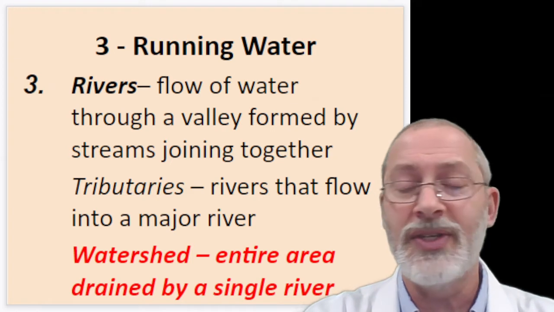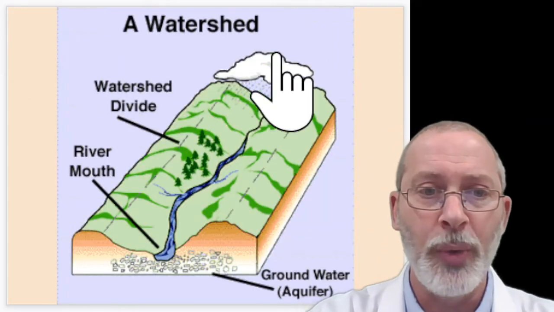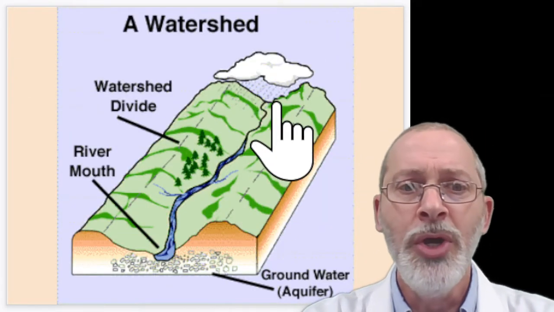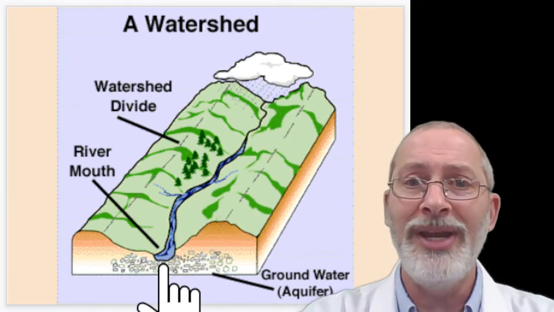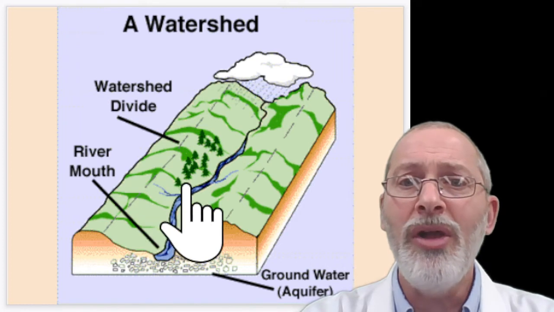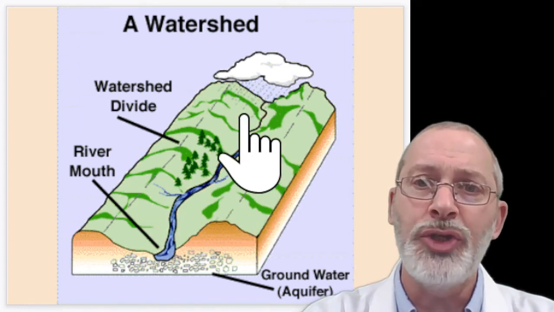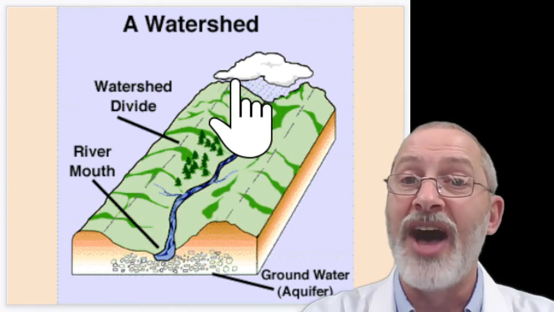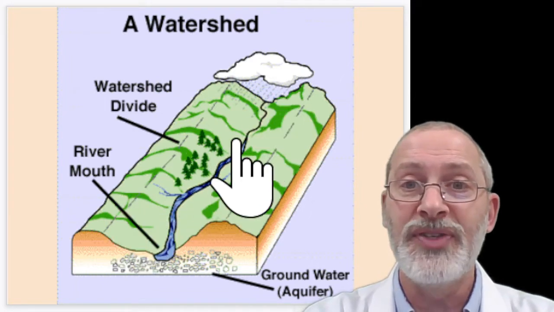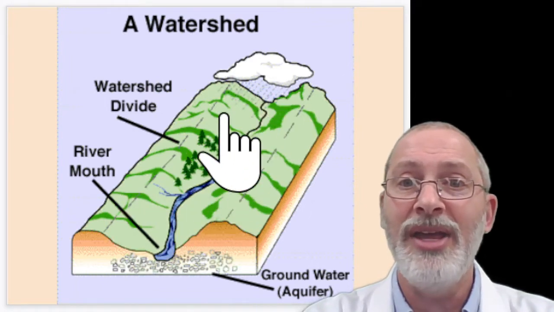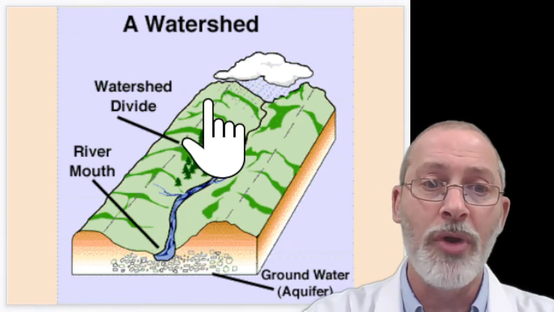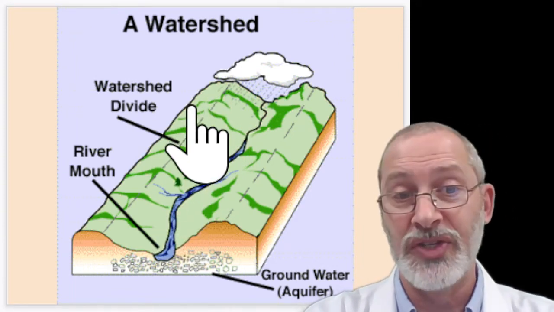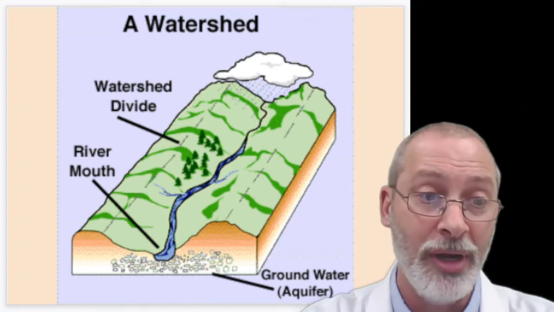So to show this in a picture form, here we have a watershed. We've got a river flowing through an area, and all of the water that flows into that river that is divided by a hill on both sides, this entire area in here is one watershed. Now, if water flows on the outside of the hillside, it flows into a different watershed.